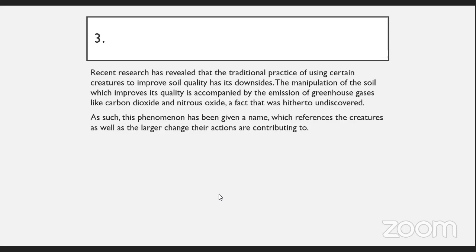So that's 20 points to Team 1. 10 points to Team 2. Points to Team 3. Team 4. Okay, Team 4 and Team 5. 20 points to Team 5.